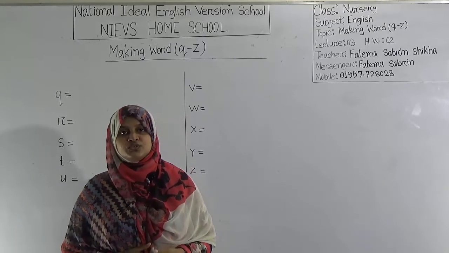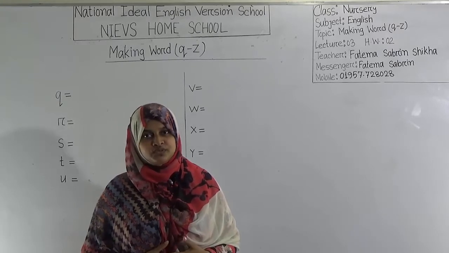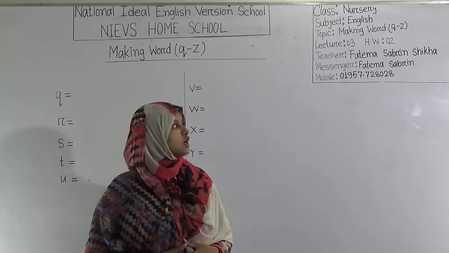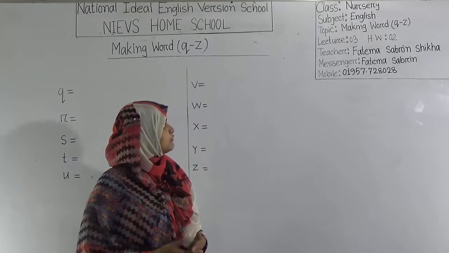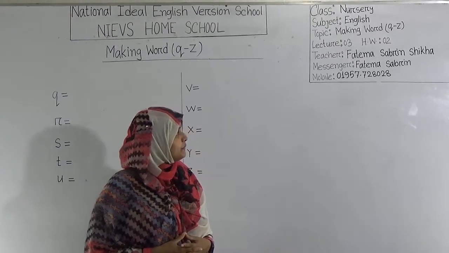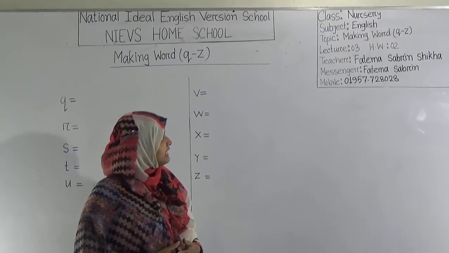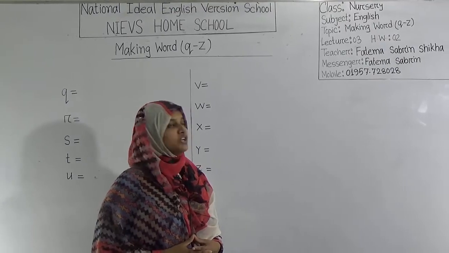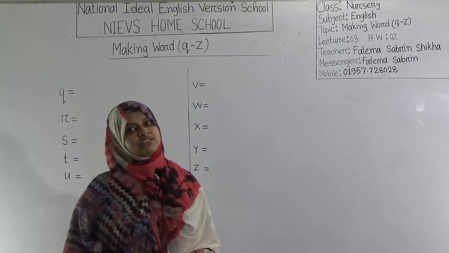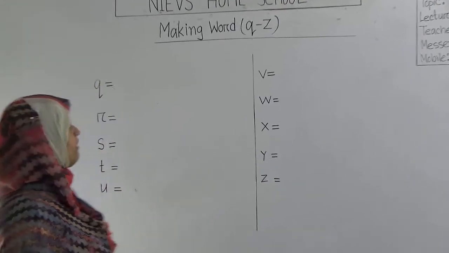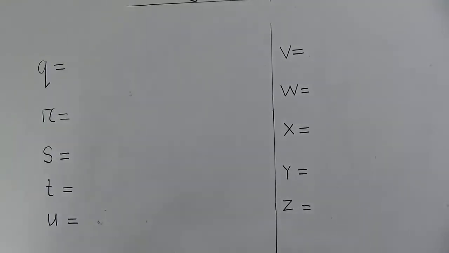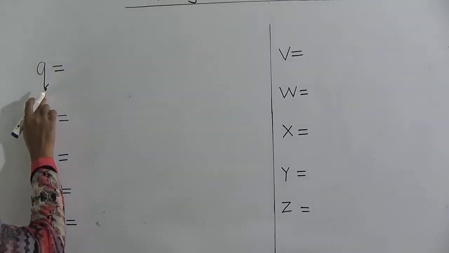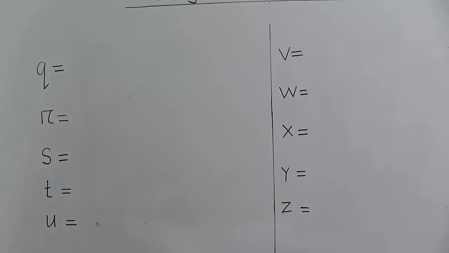Today I am going to take English class for the students of nursery on the topic of making word from Q to Z. I am repeating, our today's topic is making word from Q to Z. So let's start. Students, first we will write with the letter Q. We will write two words with each letter.